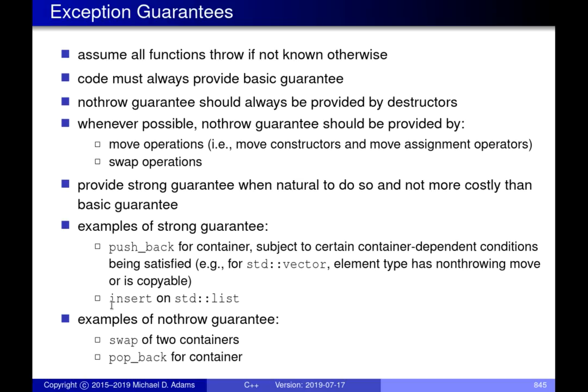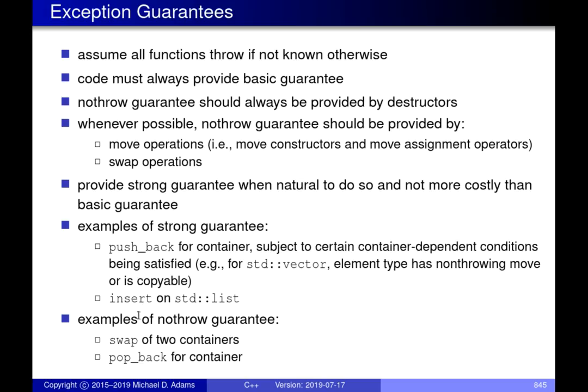Another example of something that makes a strong guarantee in the standard library is the insert member function for std::list. std::list is basically a doubly linked list. So if you're trying to insert a new element into the list and for some reason it fails, for example, it tries to allocate a new node for the doubly linked list and the memory allocation fails and an exception is thrown, you're guaranteed that the list is unchanged. It's just as it was before.